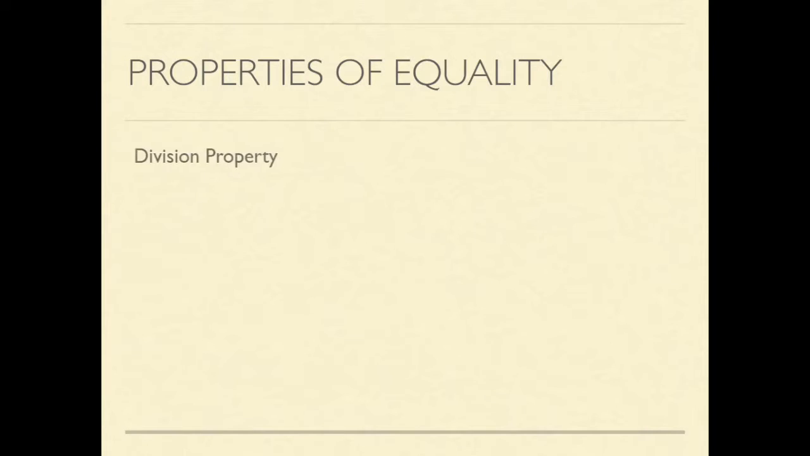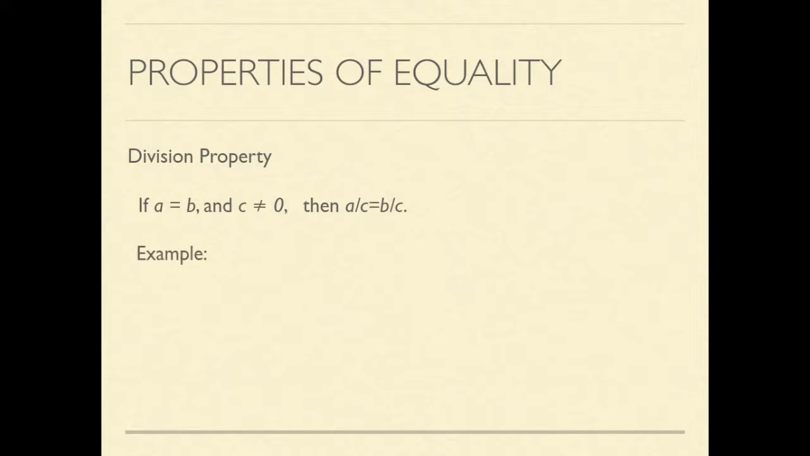We also have the division property, which states that if A is equal to B and C is not equal to 0, then A divided by C is equal to B divided by C. For example, if A is equal to 8 and C is equal to 5, then A over C is equal to 8 over 5.